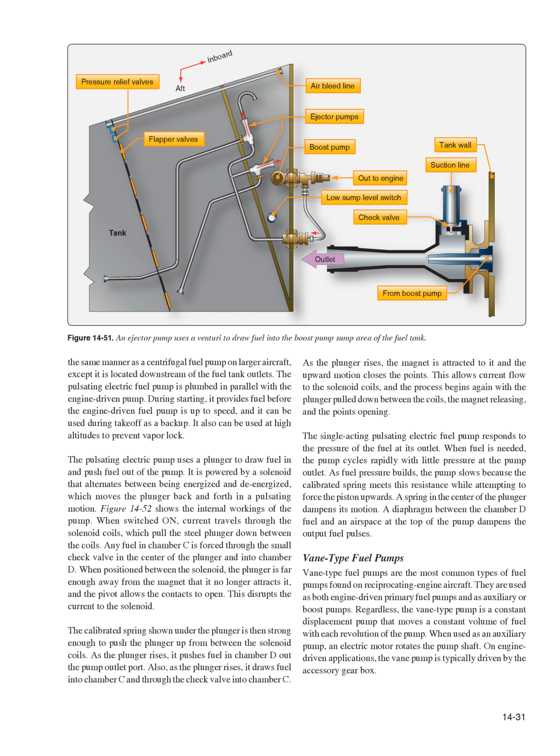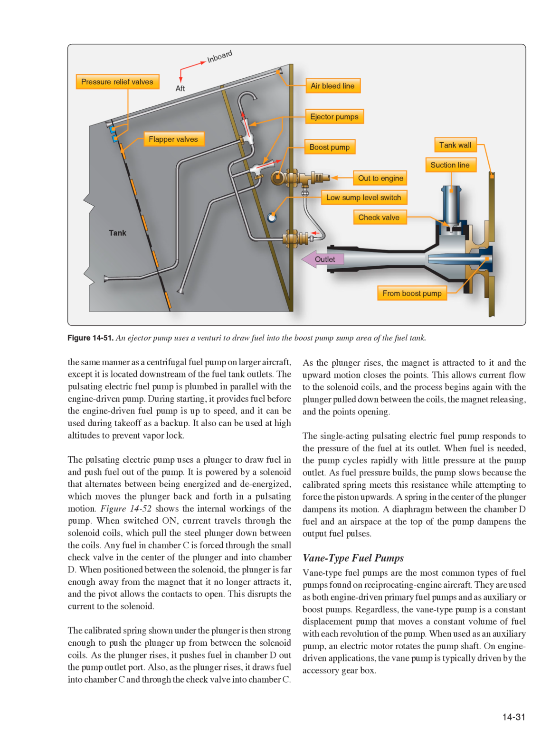The pulsating electric pump uses a plunger to draw fuel in and push fuel out of the pump. It is powered by a solenoid that alternates between being energized and de-energized, which moves the plunger back and forth in a pulsating motion. Figure 1452 shows the internal workings of the pump. When switched on, current travels through the solenoid coils, which pull the steel plunger down between the coils. Any fuel in chamber C is forced through the small check valve in the center of the plunger and into chamber D. When positioned between the solenoid coils, the plunger is far enough away from the magnet that it no longer attracts it, and the pivot allows the contacts to open.